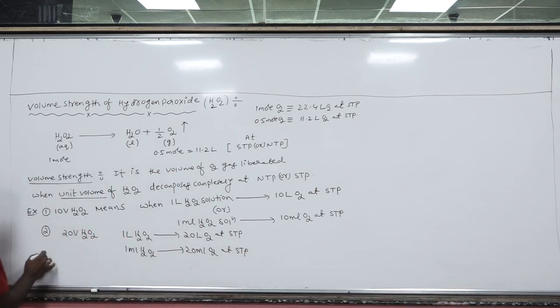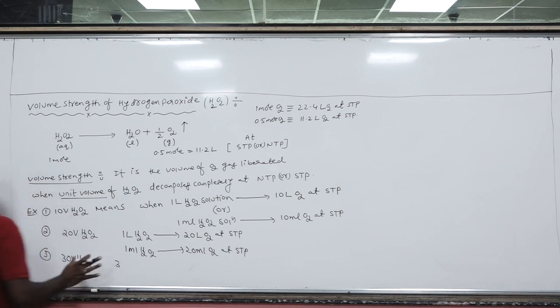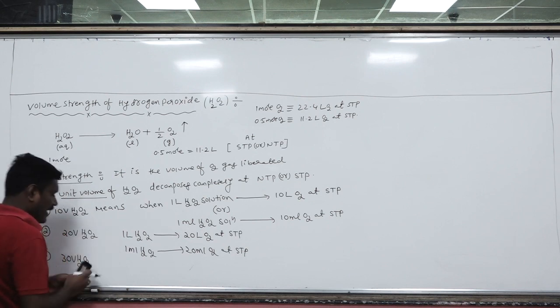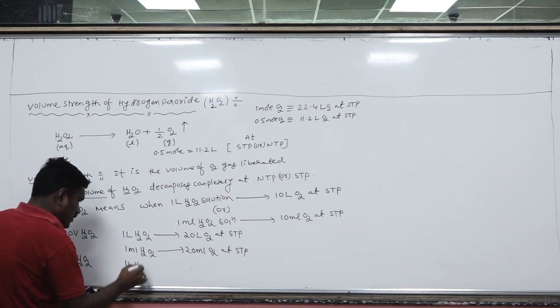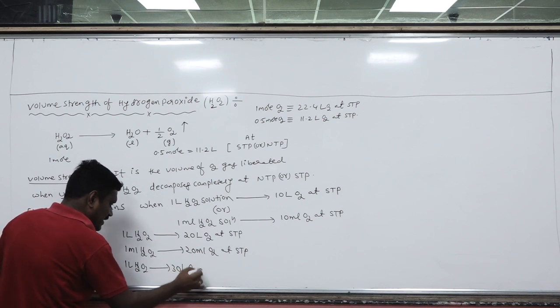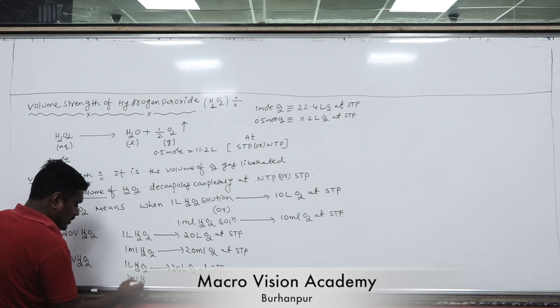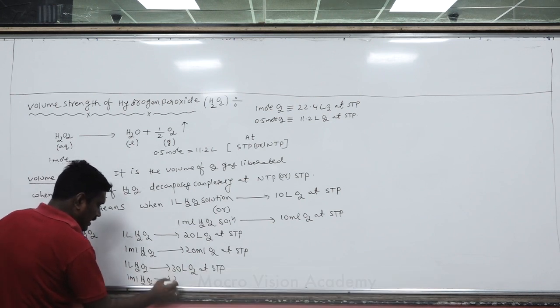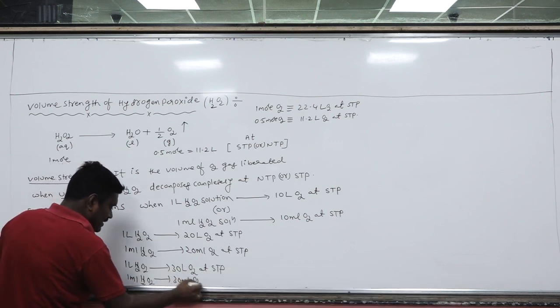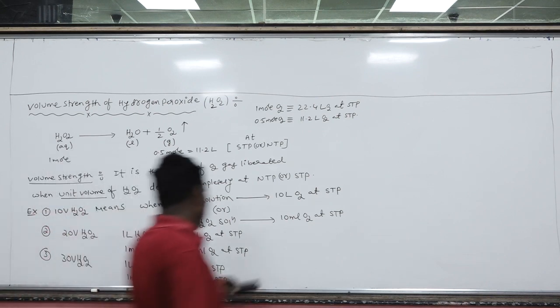Okay? Let's suppose one more example. I am taking 30 volume H2O2. What is the meaning of 30 volume H2O2? When, again, 1 liter H2O2 solution decomposes, it produces 30 liters of oxygen. Otherwise, when 1 milliliter of H2O2 is taken, it will give 30 milliliters of oxygen at standard temperature and pressure. Are you getting my point?